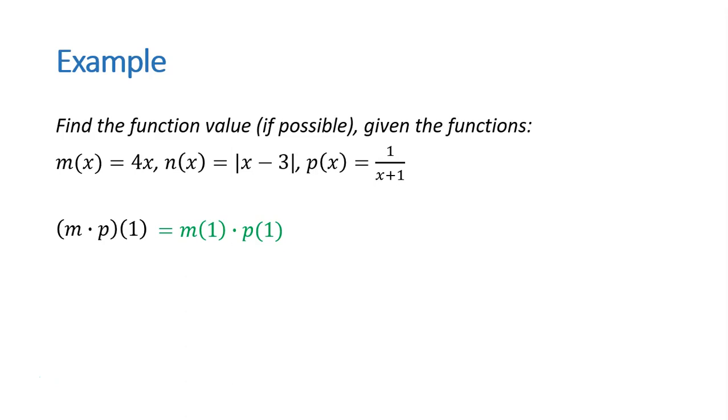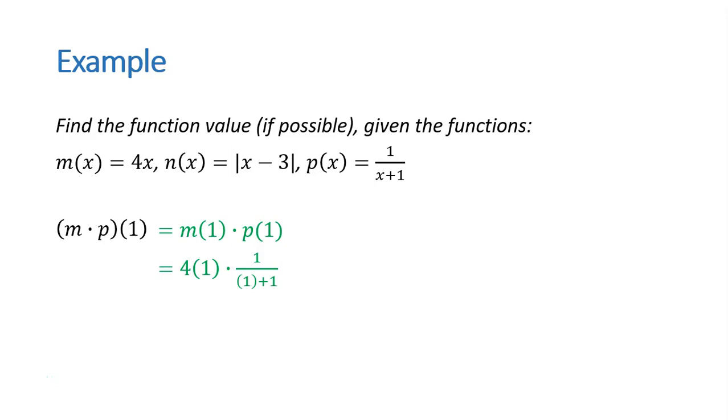So we're going to have to be careful here. So m of 1, well, m says multiply by 4. So m of 1 is 4 times 1. And then p of 1 is 1 over 1 plus 1. So plugging in, we get something like this, and we're combining these two functions using multiplication based upon the original function algebra statement we had.